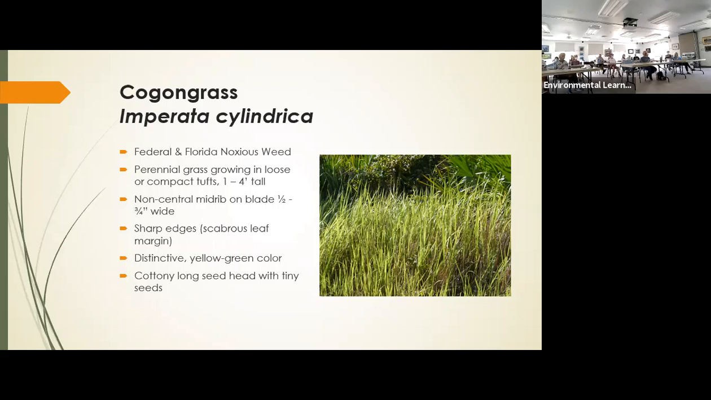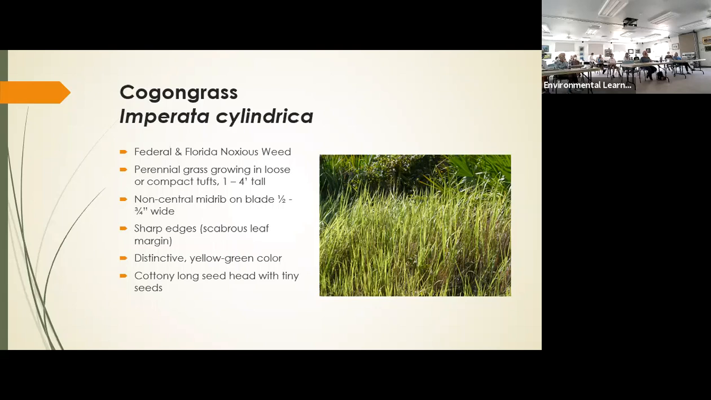This is a perennial grass that grows from 1 to 4 feet tall. And undoubtedly you've seen it along I-95 and other roadways. Even at 55 miles an hour, you can see the yellowish coloration, and it is almost always an absolute monoculture.